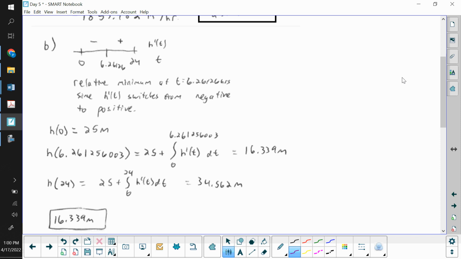So for the second two there, we'll have to do 25 plus our integral from 0 to the value we're looking at, and that'll tell us how much has been accumulated all together. Our smallest value then is our answer. So in this case, it's the 16.339 meters.